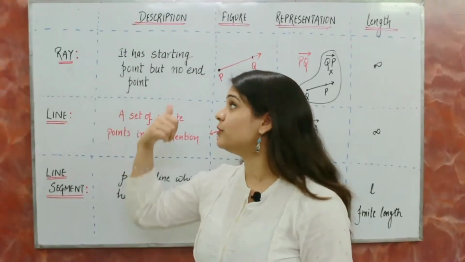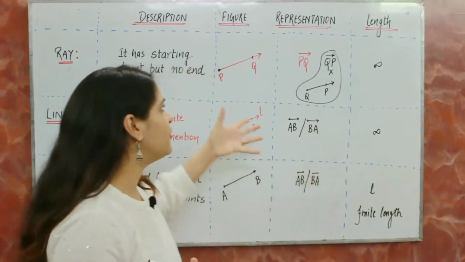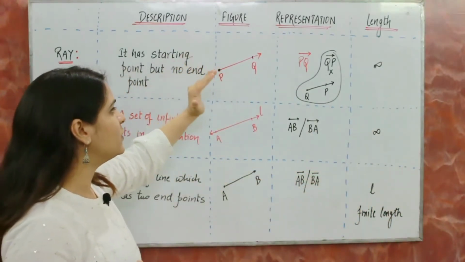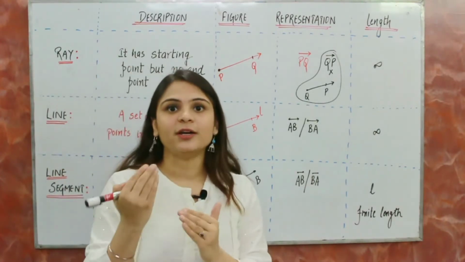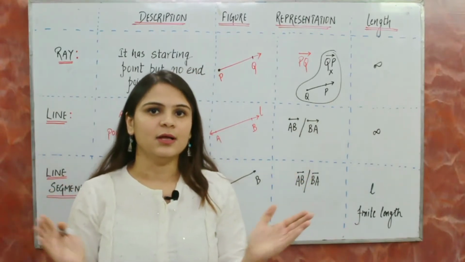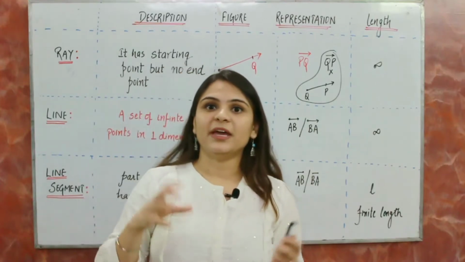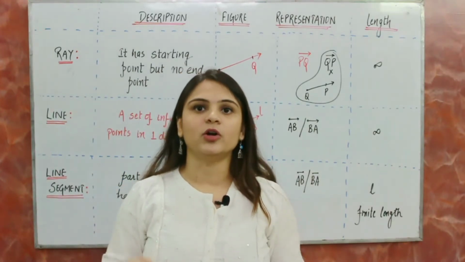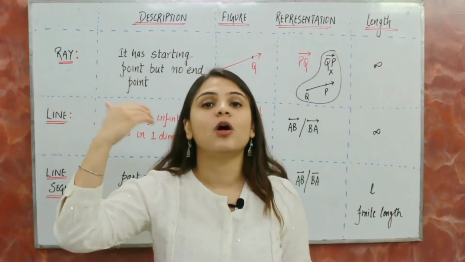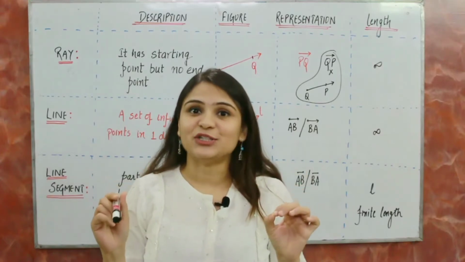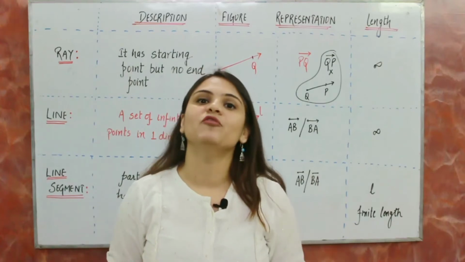So this is all about ray, line and line segment. You cannot compare the length of this ray and this line, because they both are infinite. So you cannot compare which one will be greater and which will have more length. And when we say make a line of 5 centimeter or draw a line, we just call it a line, but it's actually a line segment, because we cannot draw a line on a piece of paper, because it's infinite.